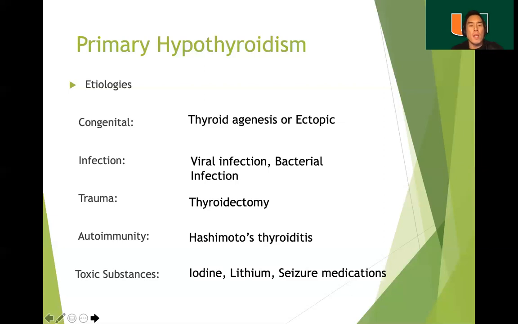Or you can have many toxic substances such as medications, many seizure medications, lithium, or iodine itself. When you use betadine, we saw that there are cases in the NICU or newborn nursery where betadine was used excessively, and it's absorbed through the skin and it caused a blockade of thyroid hormone production.